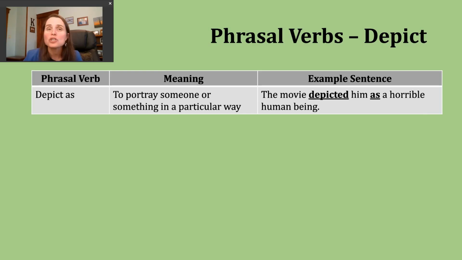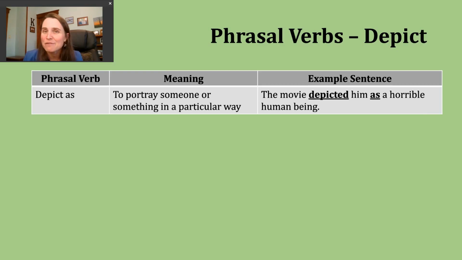So what this sentence is describing is likely a movie that's based on real people or real events. And we're saying it showed or it represented this individual and tried to show them in a very negative way.